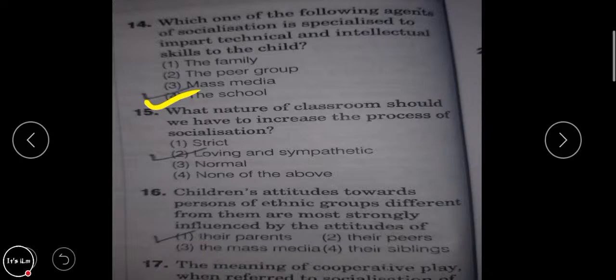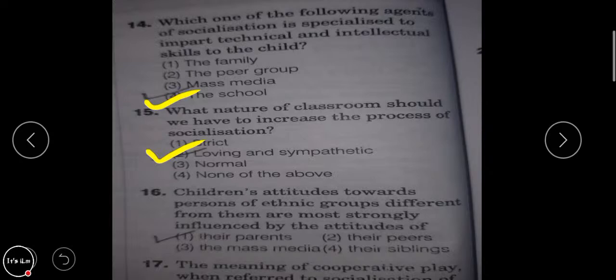What nature of the classroom should we have to improve the process of socialization? Our options say strict, loving and sympathetic. Third one is normal. Fourth one is none of the above. Our answer is the fourth one. Sorry, the second one, loving and sympathetic. When we start learning in a strict and normal condition, at that time the children do not learn perfectly. At that time we have to use a loving and sympathetic manner. Now let's move on to our next question.